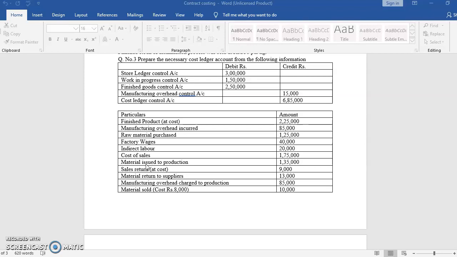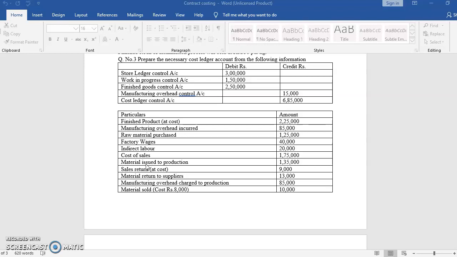Then manufacturing overhead charge to production. So already I explained the meaning of this. It's a charge to production, means how much expenditure from manufacturing overhead is incurred for production purpose. That is, production means again WIP. So on the credit side of manufacturing overhead, write down by work in progress account 85,000, and in the work in progress control account, write down to manufacturing overhead control account 85,000.